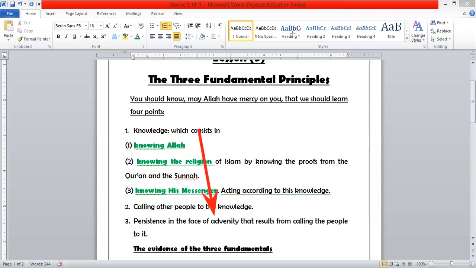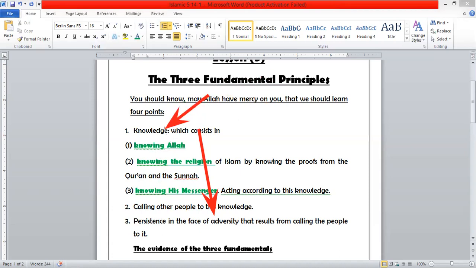The result comes from calling the people. So it happens normally. So be persistent, be strong, get the knowledge, call other people towards Allah, and be strong. These are the three fundamental principles.